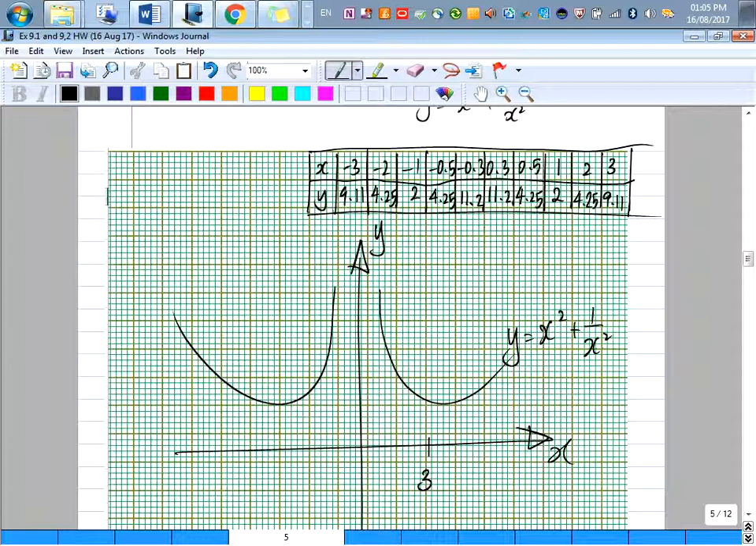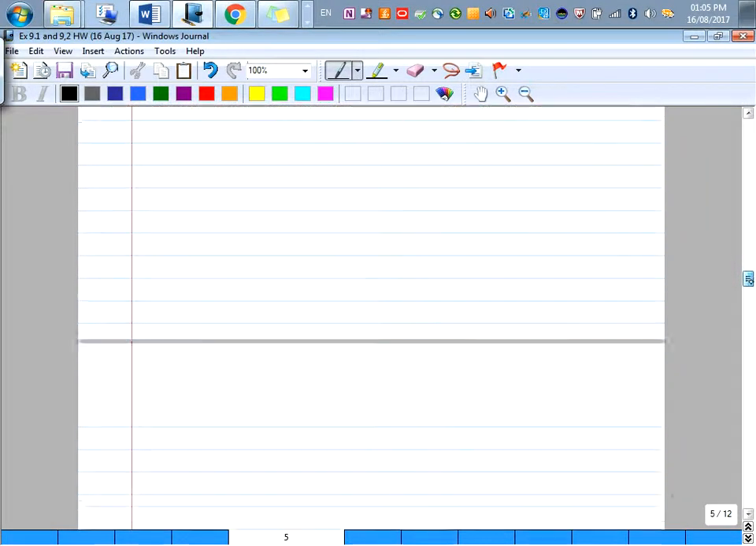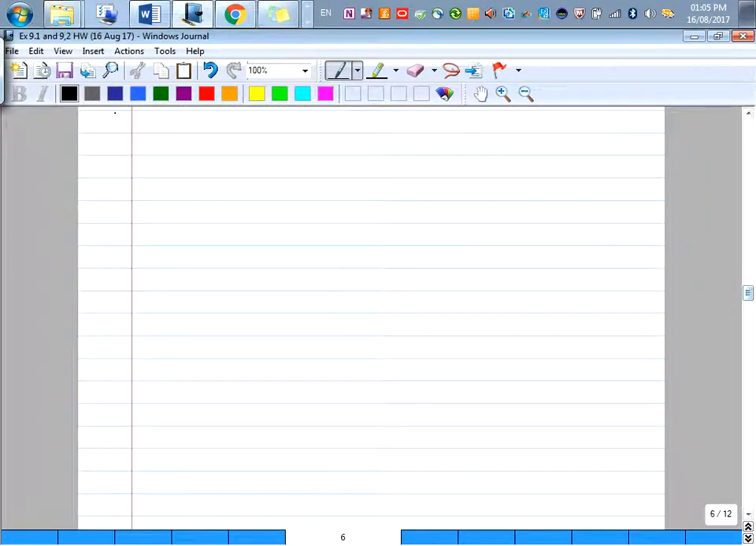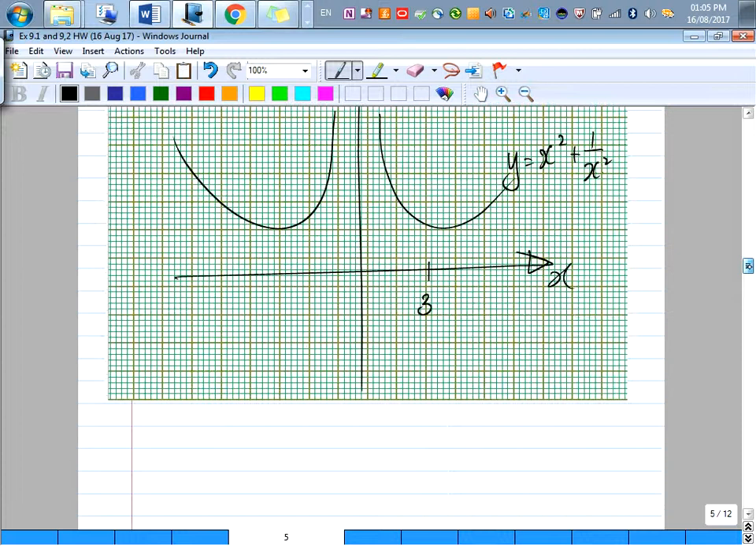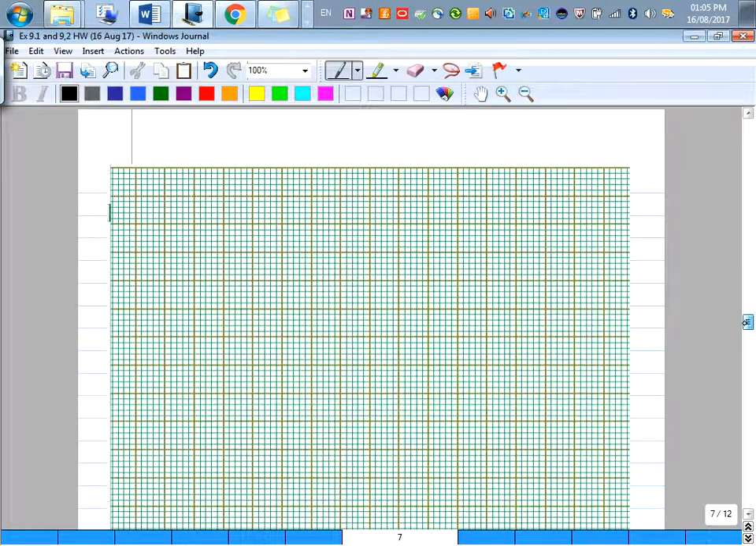Let us go on to question 5. One last one before we take a break from this and go on to the worksheet that I gave you yesterday. Still on 9.2, question 5a.